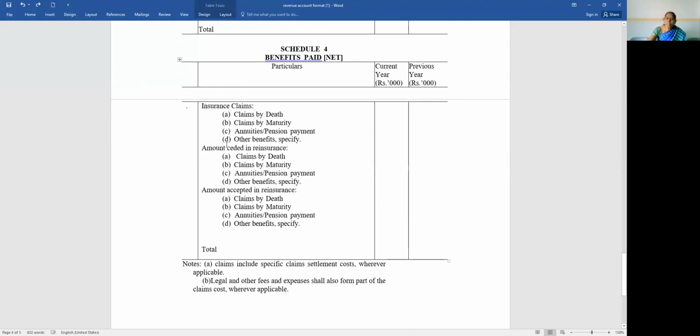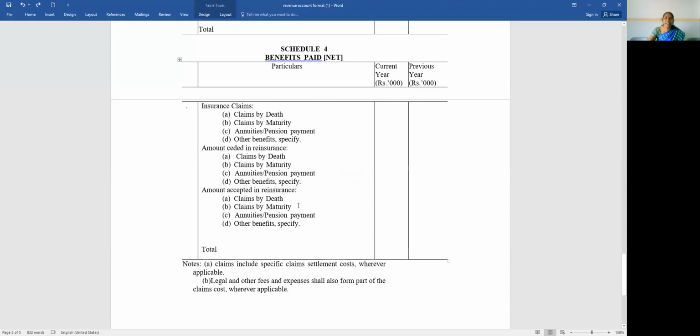Sometimes what happens, insurance claim, you have taken from another company, like you have to pay. That is reinsurance. If you have accepted reinsurance, you have to pay the claims. And reinsurance ceded means they will pay some claims. So the reinsurance ceded you have to minus, and reinsurance accepted you have to add. This adjustment we will see when we are doing the problems. Now, as of now, anything you are paying to the policy holders will come under the category of benefits paid to policy holders.